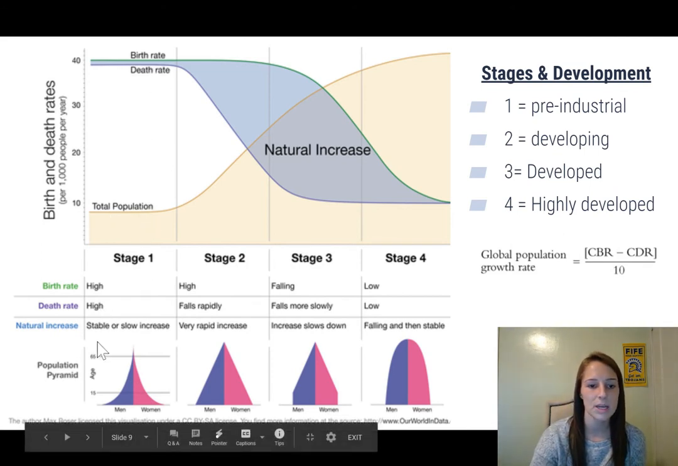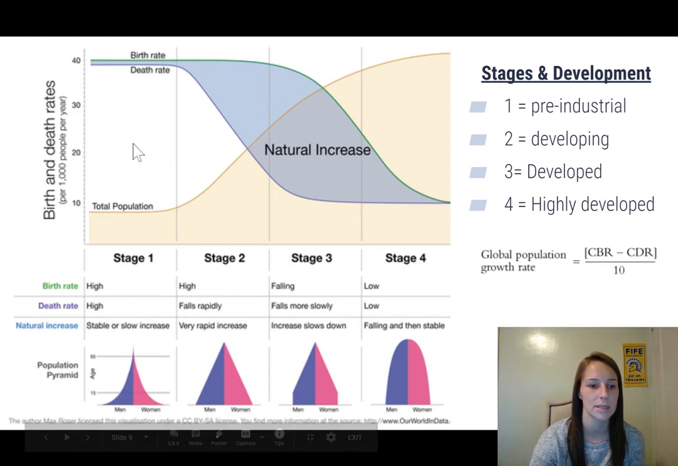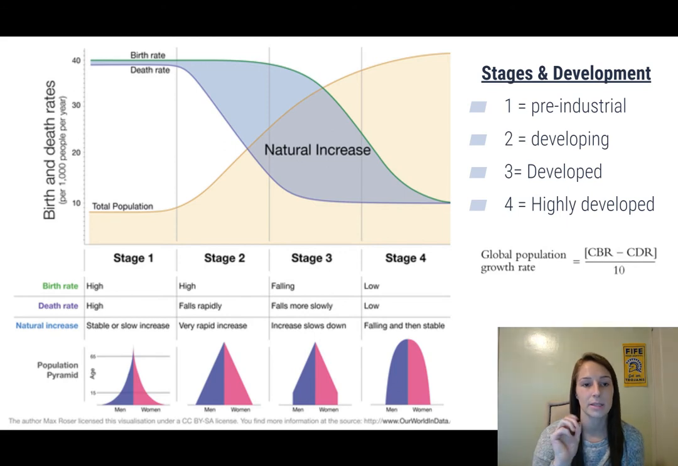So we'll start with stage 1, which remember, we don't really have countries in this stage anymore. So it's the pre-industrial. We have high birth rates, high death rates, and we are going to see that it's actually a pretty stable population because although the birth rate and death rates are really high, they're pretty evenly matched. So overall, the population is going to be kind of stagnant here.